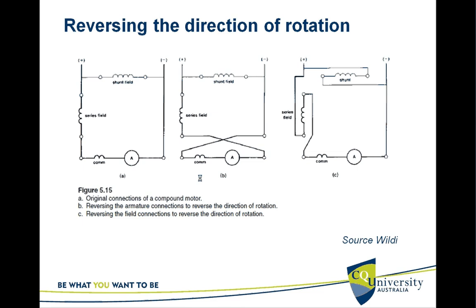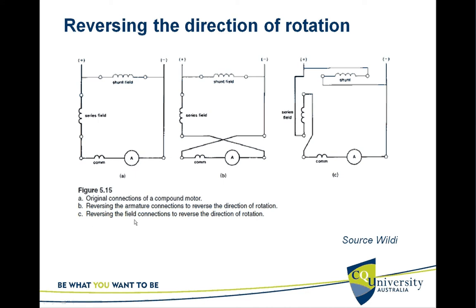How could we reverse the direction of rotation in a compound motor? Now, if this is the way you are operating in one configuration, original connections of a compound motor, that's A. Reversing the armature connections to reverse the direction of rotation, that's one way of doing it. You just flip this one. That's one way of doing it.